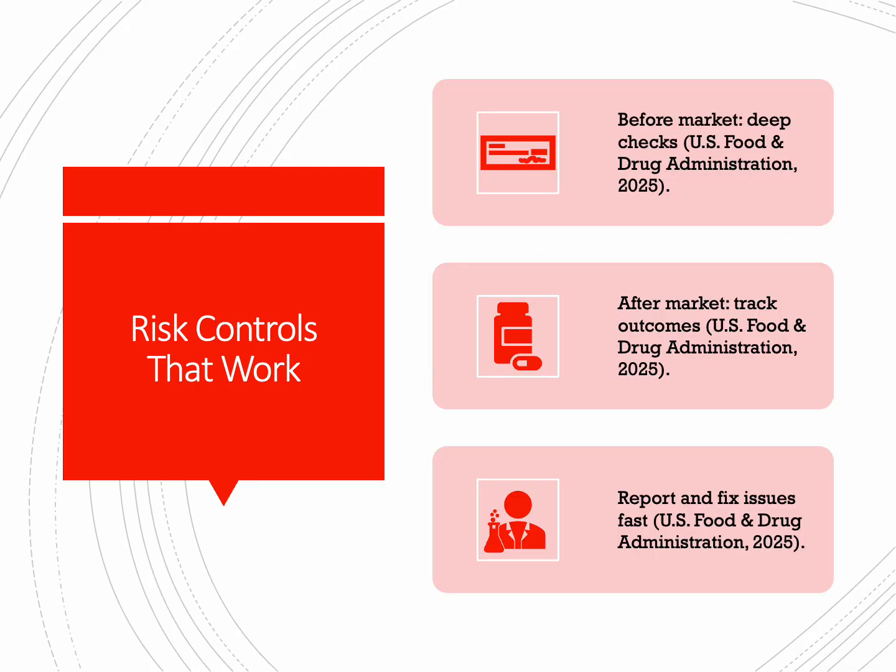Some risk controls that help to combat against the risks that I've previously mentioned are, before market, deep checks, as I mentioned, full genome checks, to ensure that the gene trait change is correct, efficient, and safe, and beneficial, not harmful to the animal. After market, we need to track our outcomes, again, to make sure that everything is working out as it's supposed to, and if there are problems, to report them so that we can figure out a solution as fast as possible to get back on track or even make it better.